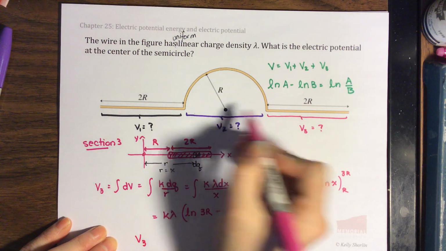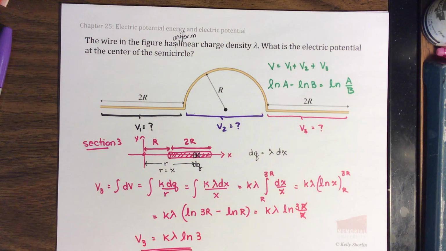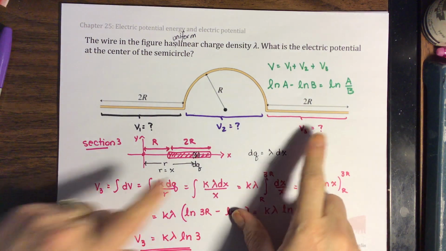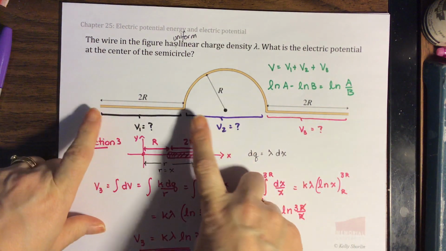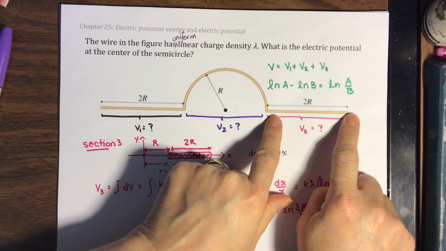The potential at this point, due to this section of the rod, is k times lambda times the natural log of 3. Okay, one bit done. The next bit we can do is what about section 1? And remember, we already said that it's not going to cancel.